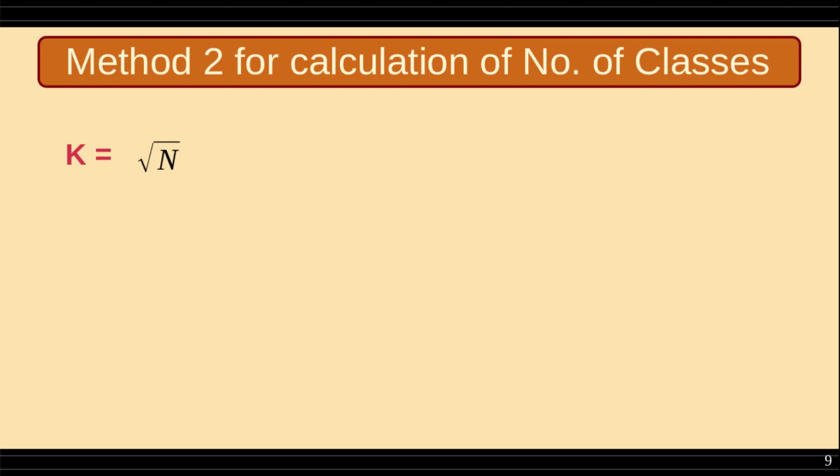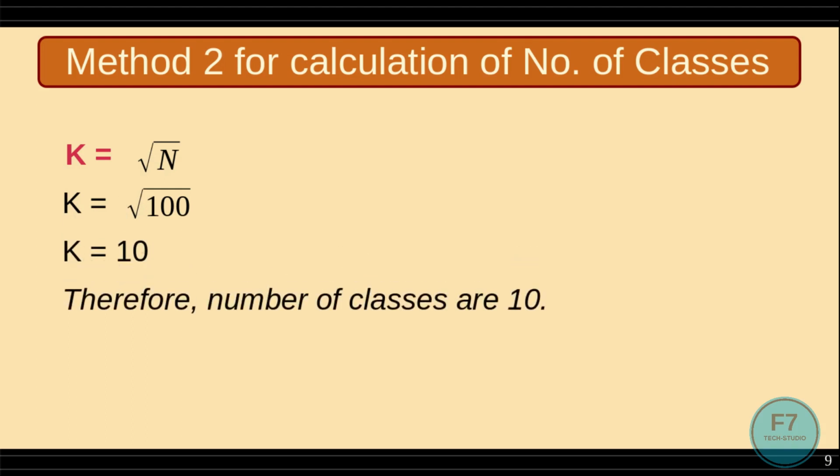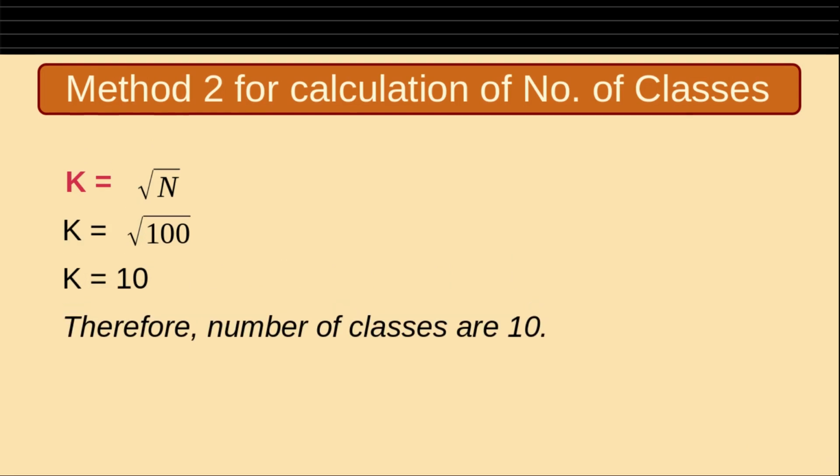According to method 2, k is equal to the square root of n. We have a total of 100 observations, so we will take the square root of 100. Therefore k, the number of classes by method 2, is 10.